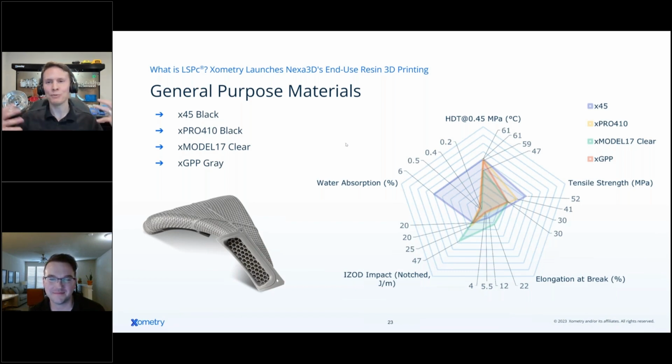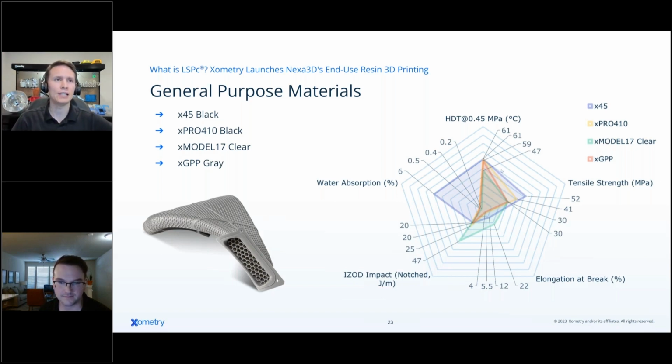Anyways, general purpose is going to be your bread and butter materials that we have under the Nexa platform, the LSPc platform. Those include X45 Black, X Pro 410 Black, X Model 17 Clear, and X GPP Gray, which is the gray material that is very pleasant, especially for prototyping. That's what's imaged here. What I want to show on this spider graph about the general purpose materials is they tend to be all-rounders. That's the whole point of it. Their attributes are typically very good, but they may not have the high specialty edge that you'll find on the engineering resins.